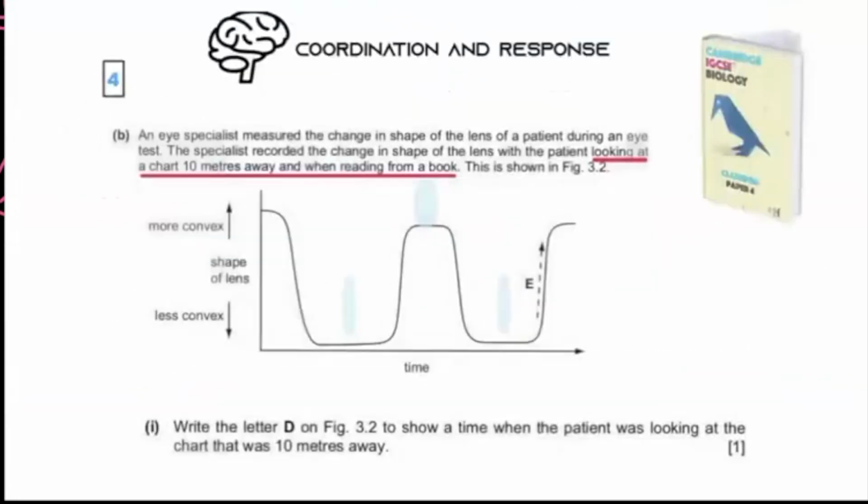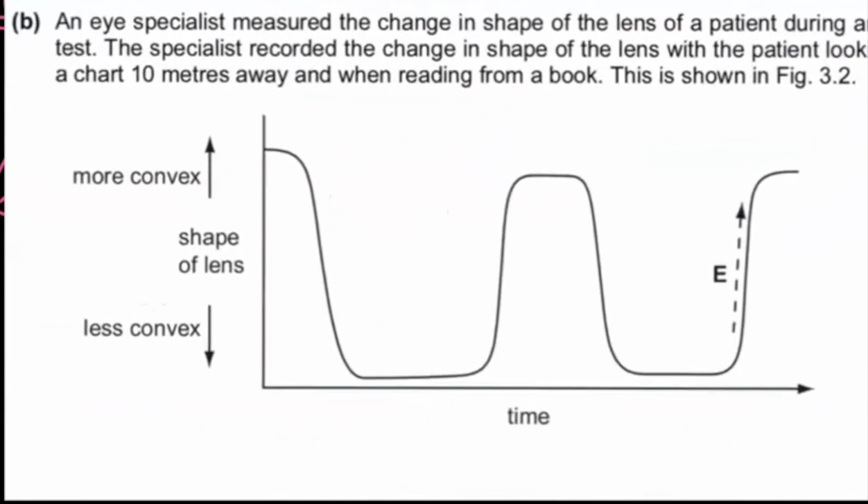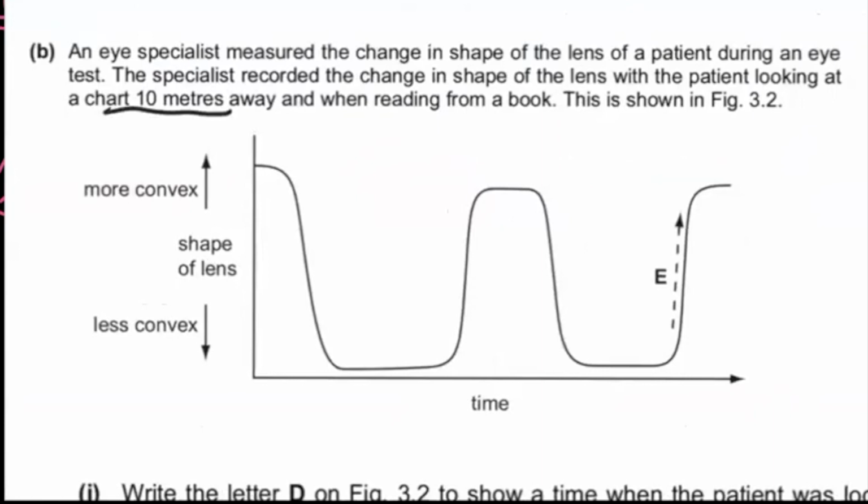Okay. The next bit here, they gave me a diagram. This diagram is about somebody trying to focus at something distant, like something 10 meters away, and reading from a book. And here I have the lens. At some point, the lens is getting thicker, at some point it is getting thinner. So again, when it says more convex, that's the lens getting thicker. Less convex is thinner, right?